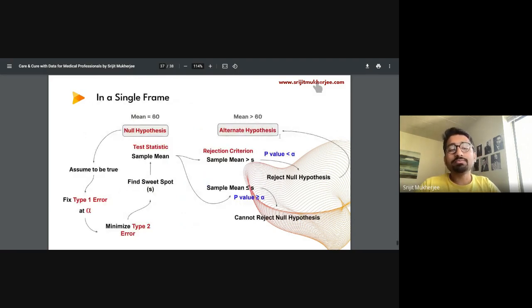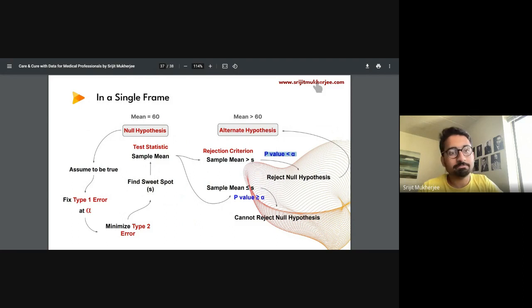So this rejection criterion, the sample mean being greater than the sweet spot, is equivalent to saying the p-value is less than alpha, a smaller area. If the sample mean is less than or equal to the sweet spot, the p-value is greater than or equal to alpha. So you can also make the decision based on the p-value, which calculators compute nowadays. If the p-value is less than alpha, we reject the null hypothesis. If it is greater than or equal to alpha, we accept it.